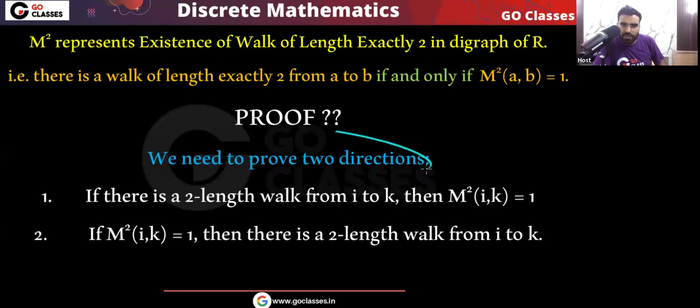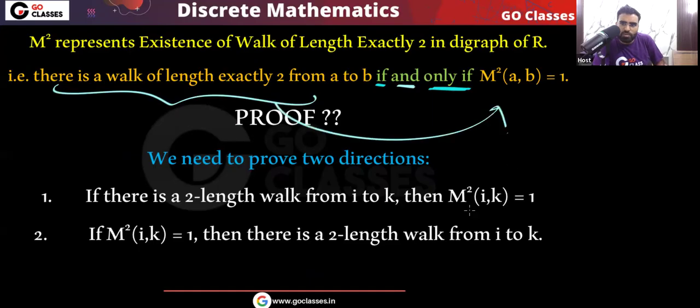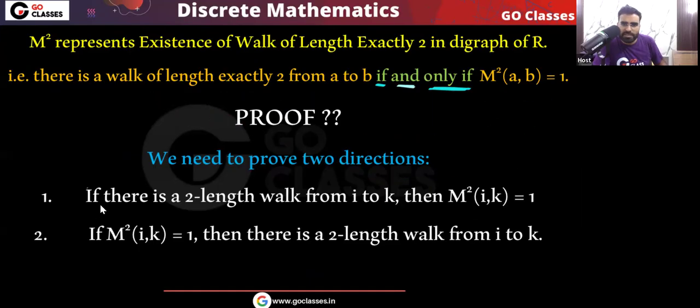So in the proof there will be two directions, because remember this is if and only if. There are two directions here. I need to prove this direction also, and I need to prove this direction also. What does it mean? It means that I need to prove two things. The two things are like this.